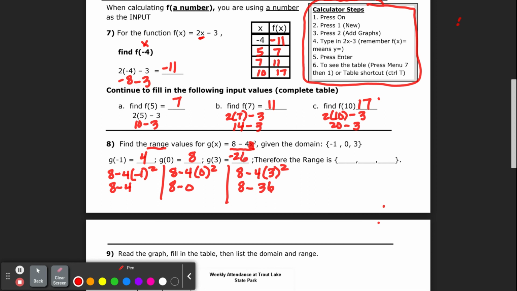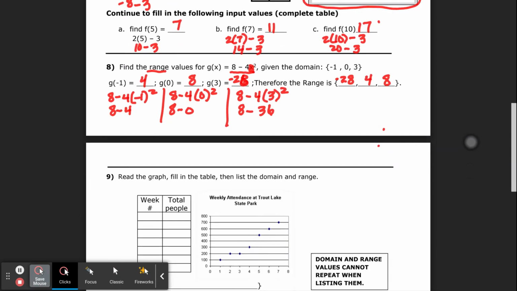It's kind of close. Not 26. What am I thinking? 28. Sorry. So we're going to make that a -28. There we go. So -28 and 8 is -36. So now we're going to put this in order from least to greatest. So we're going to put our -28 first, and then a 4, and then an 8. So anytime I ask you for domain or range, you always put it in order from least to greatest.